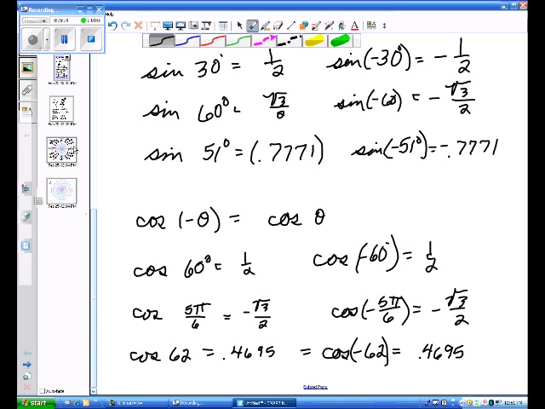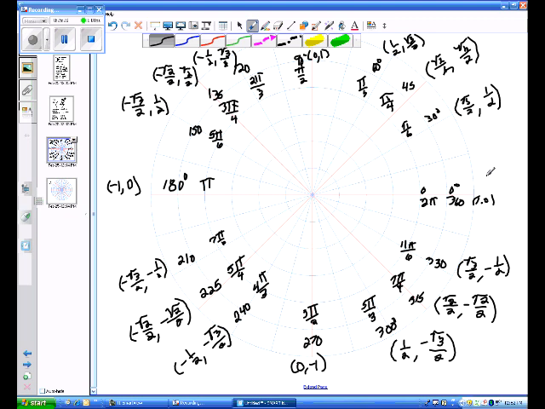Let's think about tangent. If we go 30 degrees, the tangent is sine over cosine, so in this case, it would be positive. If we go to negative 30, it's sine over cosine, so it would be negative. Let's go around to the second quadrant. If it's 150 degrees, sine over cosine, which is negative. 210 degrees, sine over cosine, which ends up being positive. So the tangent is also an odd function.